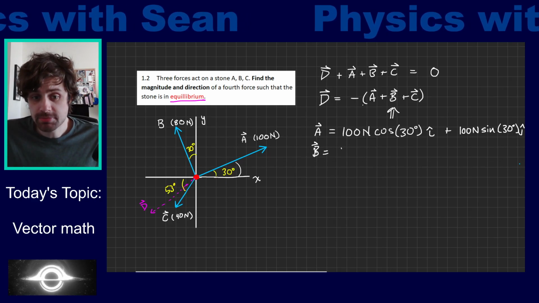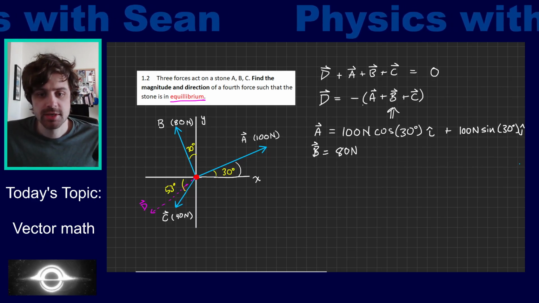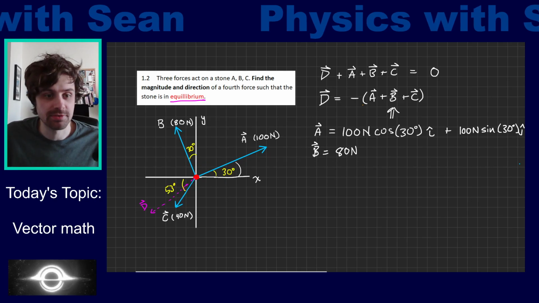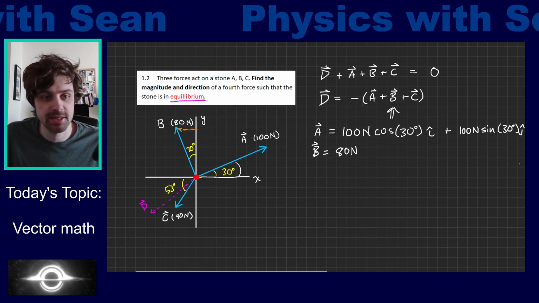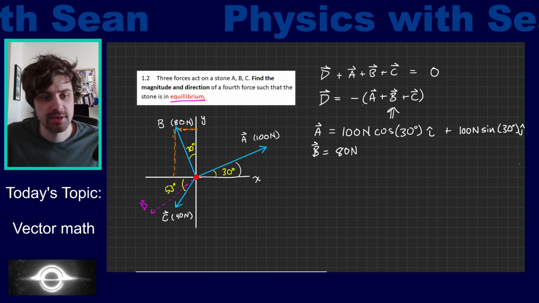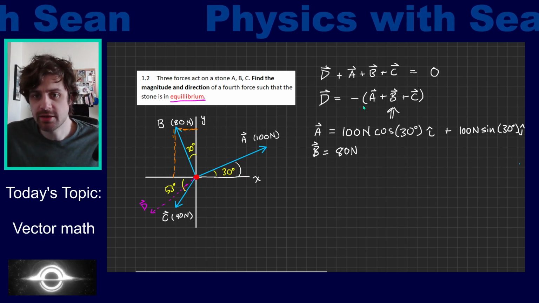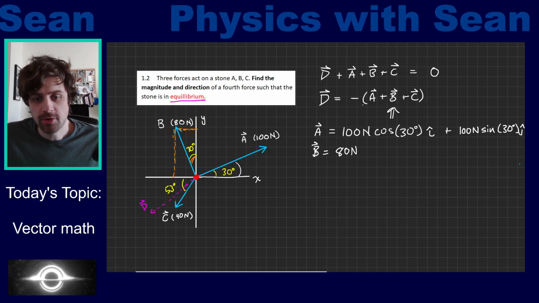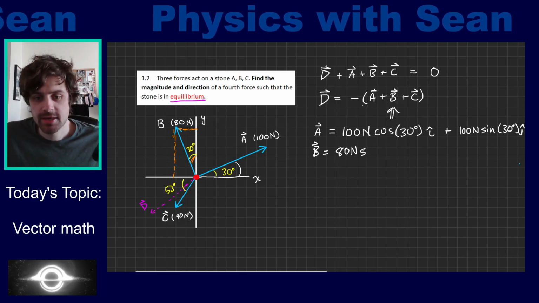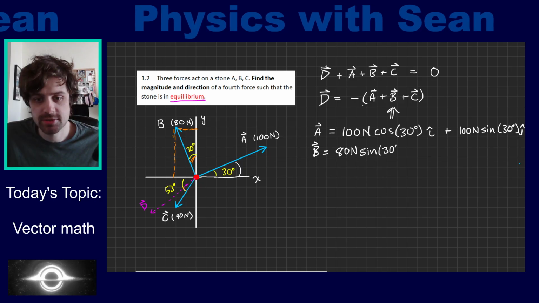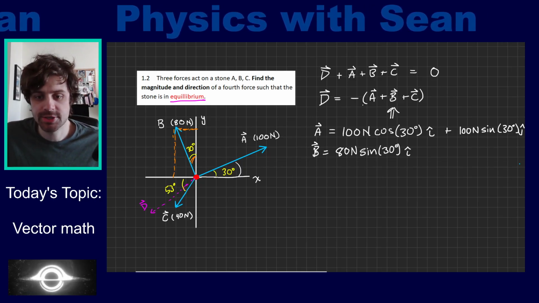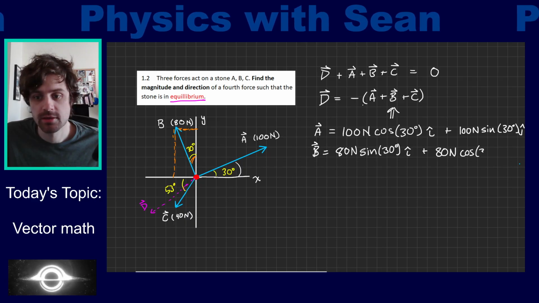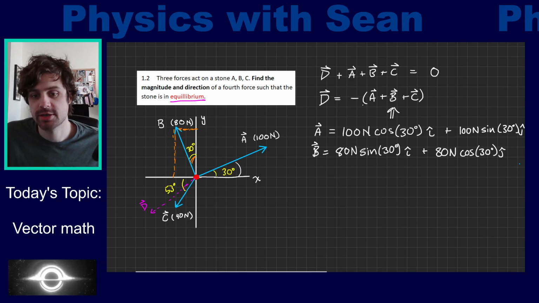Vector B, same idea. We get the magnitude of the force, so that's 80 newtons, times the trigonometric function that isolates the horizontal component. So for vector B over on our picture here, we got a horizontal piece like that, and a vertical piece like this. And given how they've described this angle right here, this 30 degrees, the horizontal component of vector B is going to be sine of that angle, which is also 30 degrees, the i hat direction, plus, again, the magnitude, 80 newtons, times cosine 30 degrees, j hat direction.